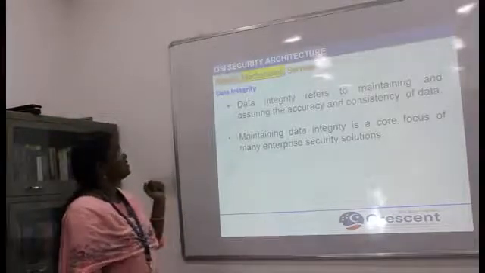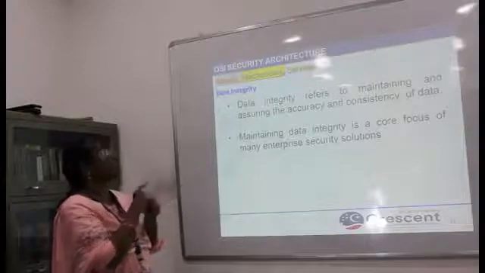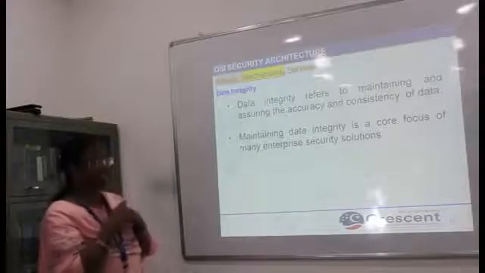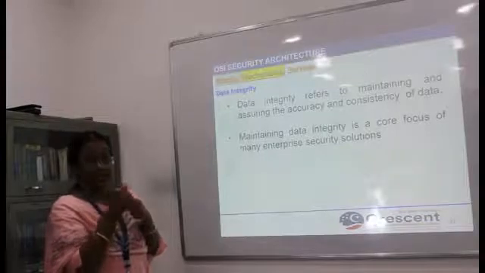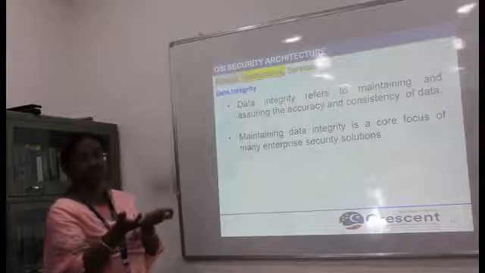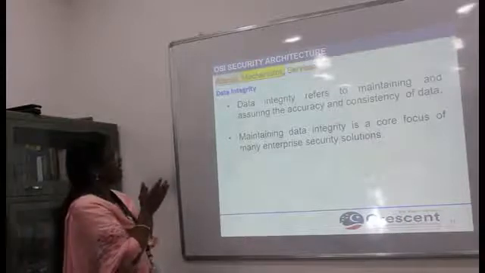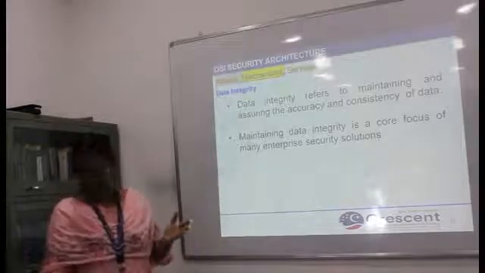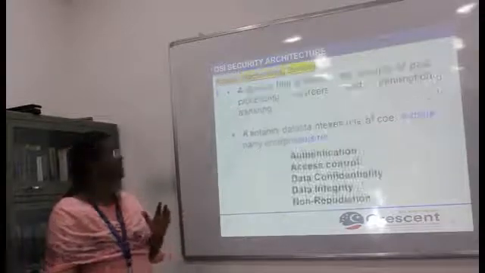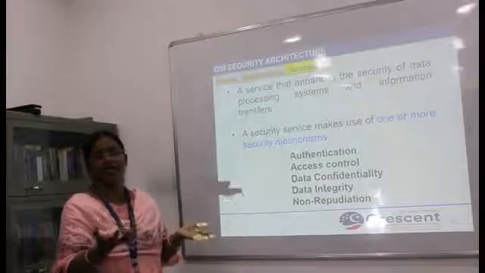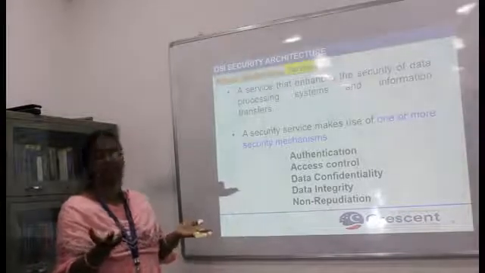You have data integrity. Integrity refers to maintaining and assuring the accuracy and consistency of the data. That is stressed on the respected user. The intended user should receive the message properly. So maintaining data integrity is a focus for all the corporates. We always tend to maintain integrity of the data. That is, whatever I send has to reach the intended user of the data. The receiver has to receive it properly.